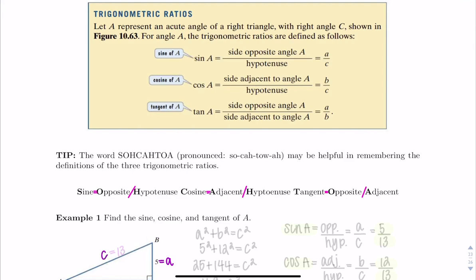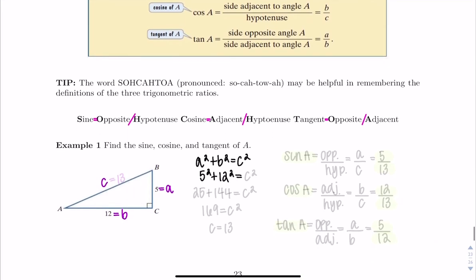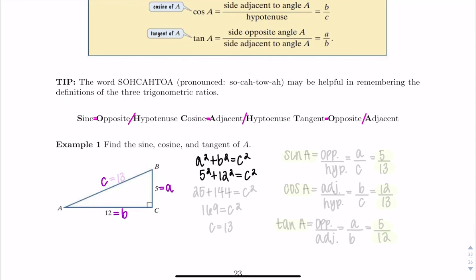Now because this is a right triangle, we can use the Pythagorean Theorem to figure out side c. So that's a squared plus b squared equals c squared. But this is 5 squared plus 12 squared equals c squared. We got 25 plus 144 equals c squared, and that's 169. And so taking the square root, we get that c is 13.